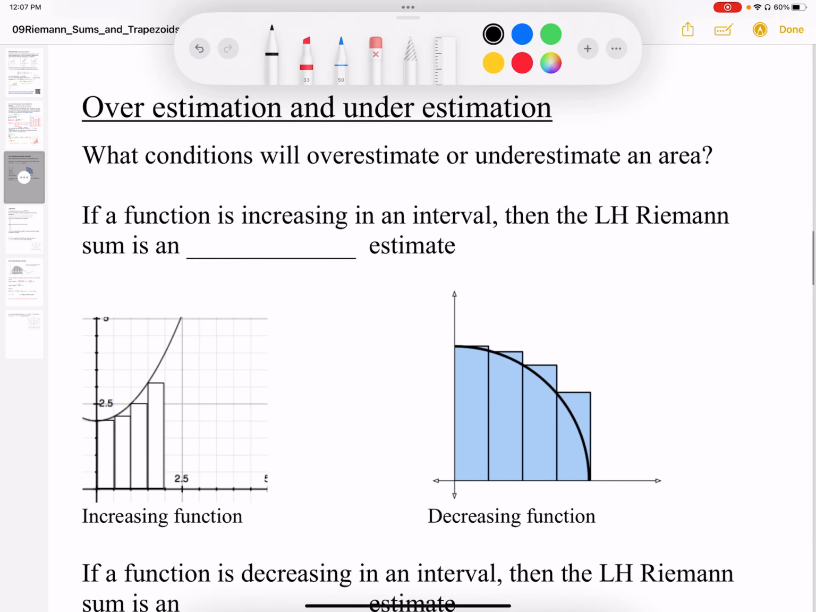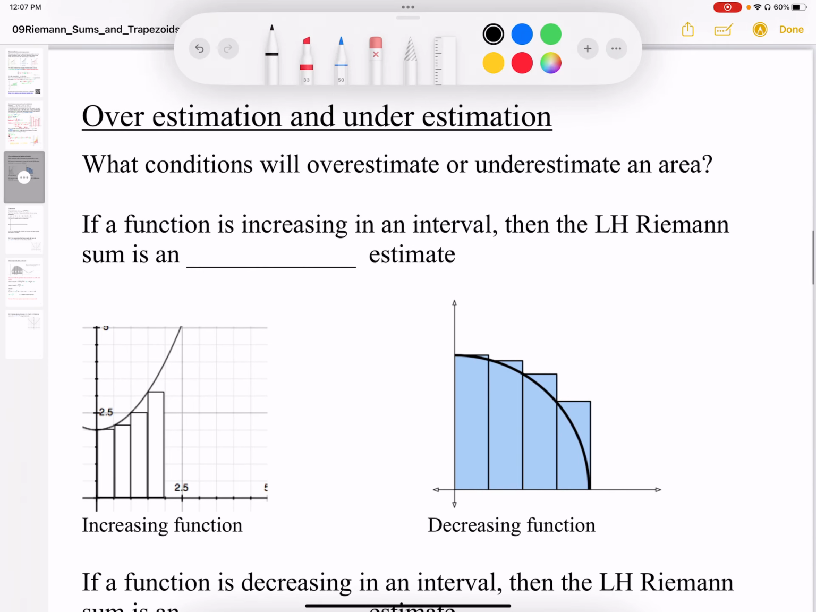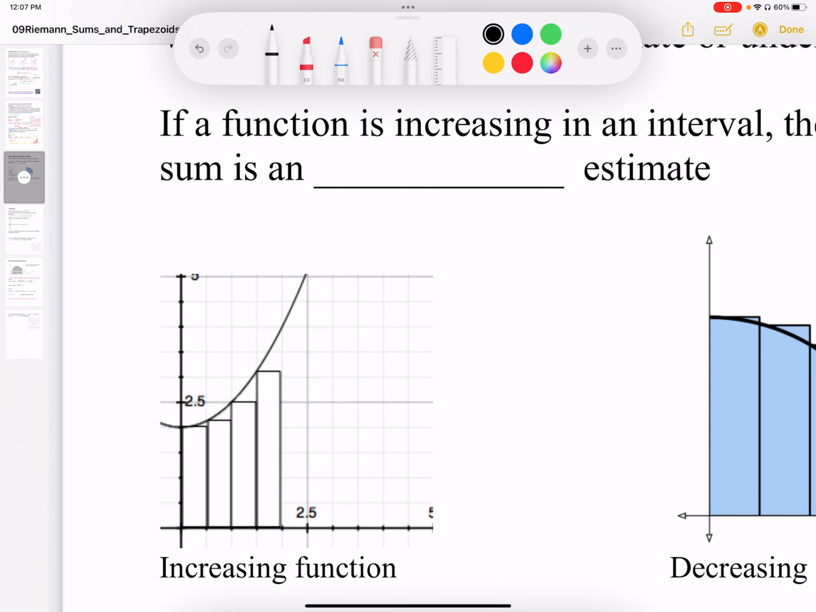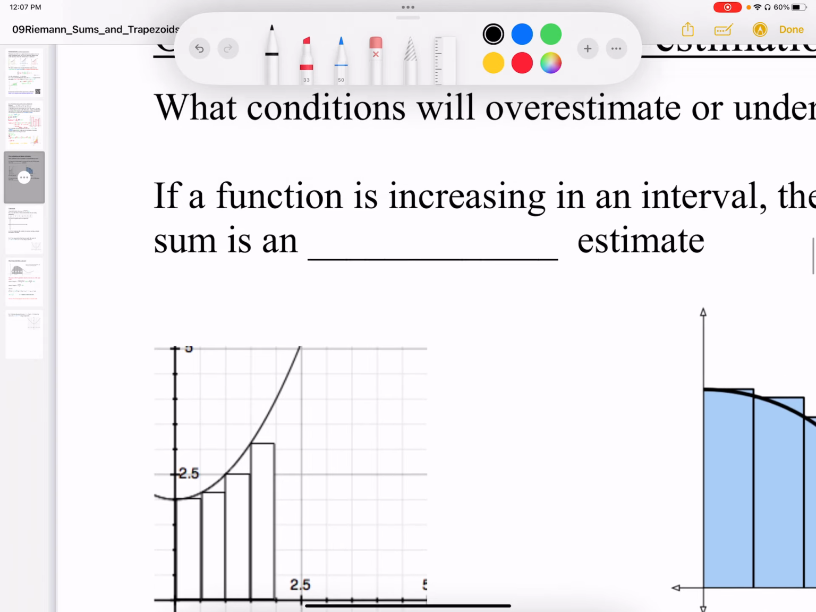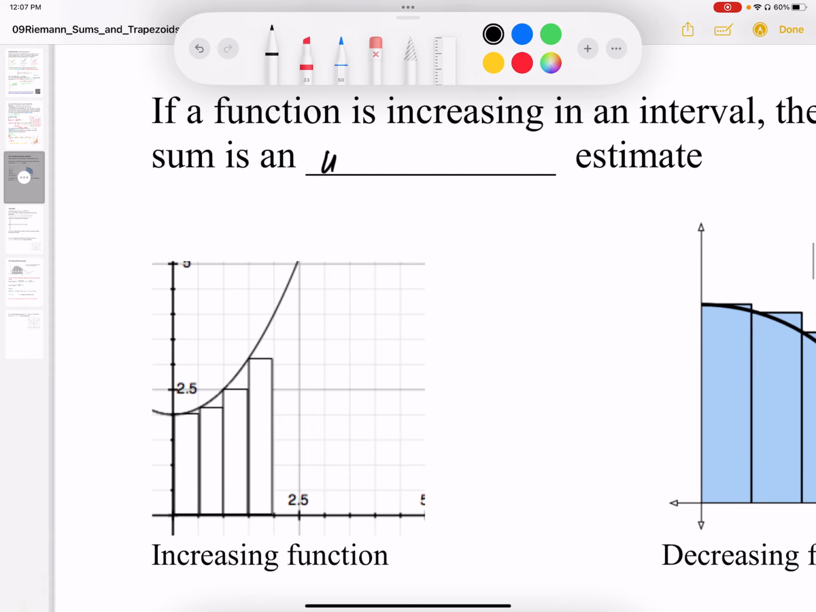We should summarize this overestimation and underestimation for Riemann sums for these rectangular areas. So if the function is increasing on an interval, the left-hand rectangular Riemann sum is going to be an underestimate. And you can see that as we touch on the left, because the curve is increasing, it's to do with the increasing nature of this function, that we leave this gap underneath.